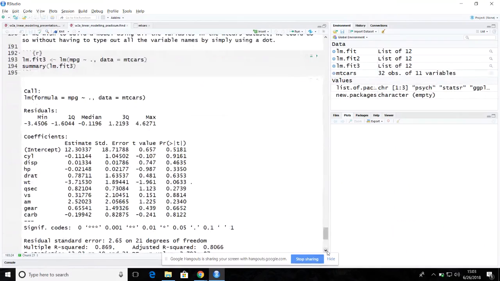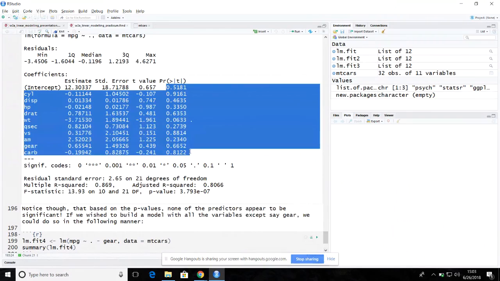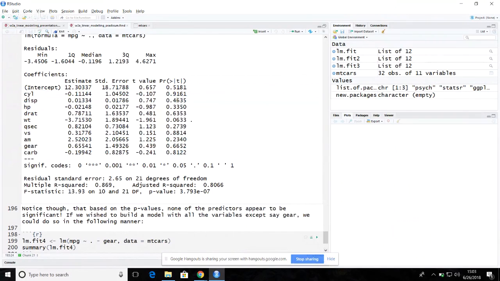If you look at the call, let's see what happens if we add every single variable. Notice that none of the variables are actually significant. If you look at the p-values, they're all pretty high, not statistically significant. Your multiple R squared, of course, increases. Adjusted R squared increases a bit, but a lot less than your multiple R squared.